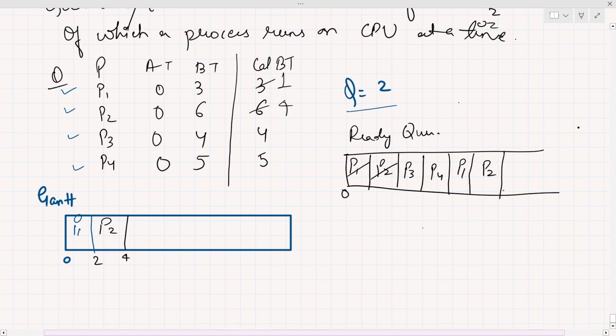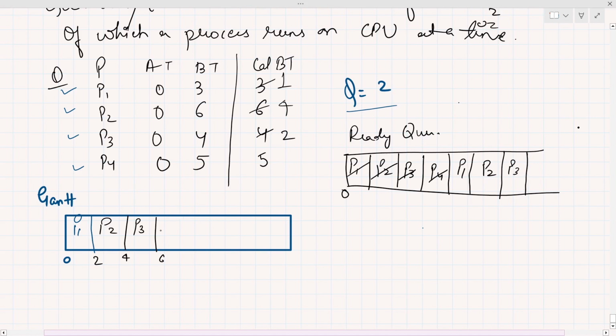We have to write all the processes till the processes are completely executed. So P2 is run. After that, the other process, P3. So P3 runs from 4 to 6, only 2 quantum. Every process can run a maximum of 2 units of time. So what is the time left for P3? 2. And P3's burst time is left. So we have to add P3 in the ready queue as well.